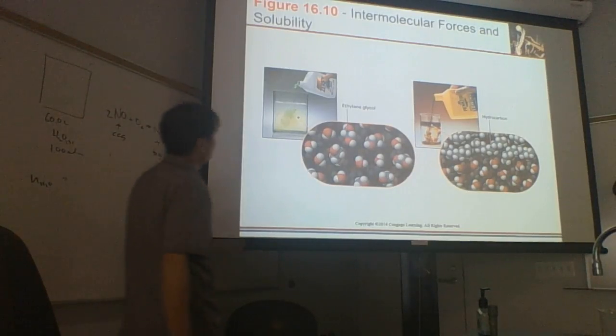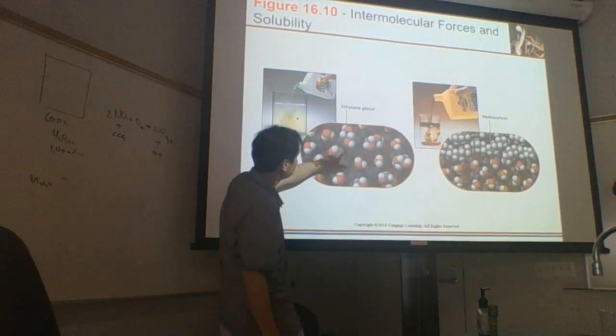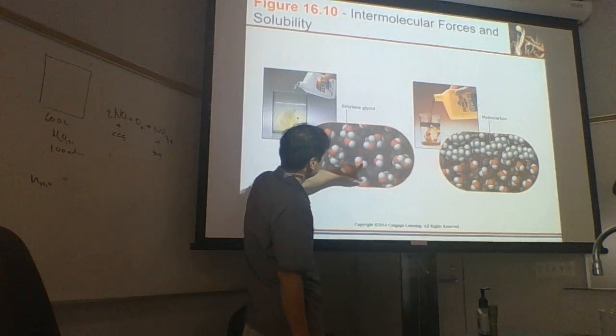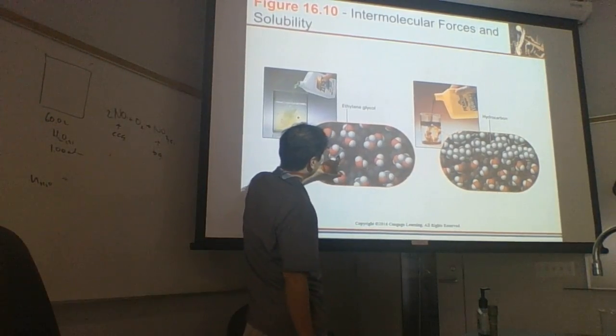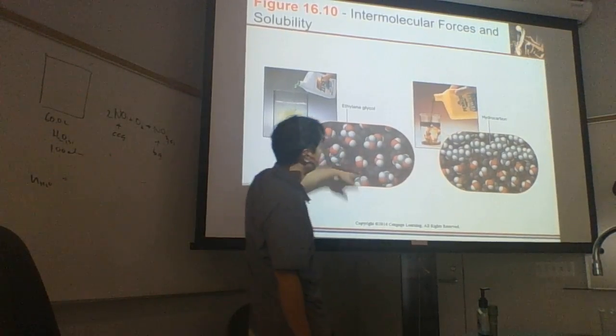Ethylene glycol and water are miscible. Ethylene glycol has a lot of these OHs. This is ethylene glycol. A lot of OHs means lots of hydrogen bonding. And so the waters can hydrogen bond to ethylene glycol. Therefore, it's miscible. So the antifreeze is ethylene glycol.